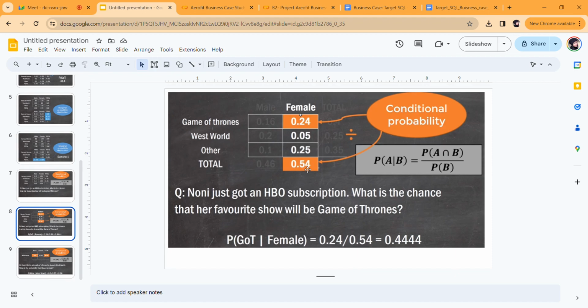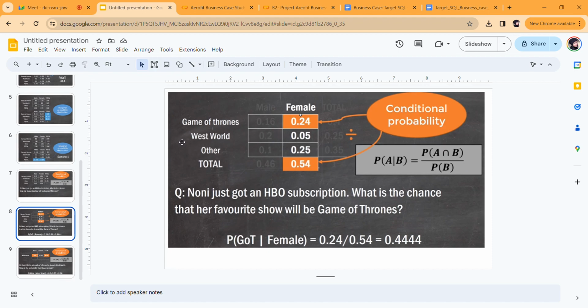Given that it is a female, you can see here Noni has just got an HBO subscription. What are the chances that her favorite show is Game of Thrones? So Game of Thrones is the event we have to check, but the given thing is the female. How many total females are there who are watching our TV shows? Their probability is 0.54. Now I want to know how many females are interested in Game of Thrones only. In that case, we have to divide the probability of females who are interested in Game of Thrones by how many total females are present.